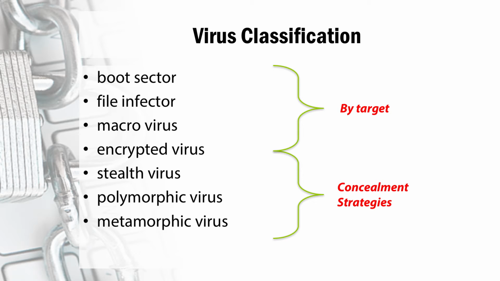A polymorphic virus is a virus that mutates with every infection, making detection by the signature of the virus impossible. Finally, a metamorphic virus mutates with every infection, just like the polymorphic virus. The difference between the two is that the metamorphic virus rewrites itself completely with each iteration, increasing the difficulty of detection. This virus is able to change its behavior as well as its appearance.